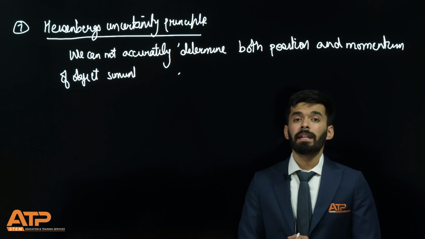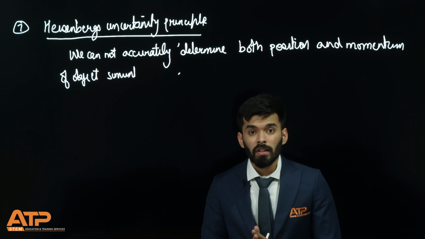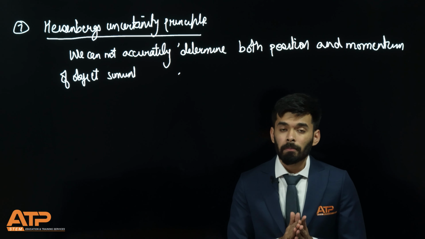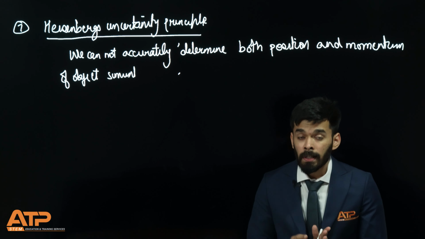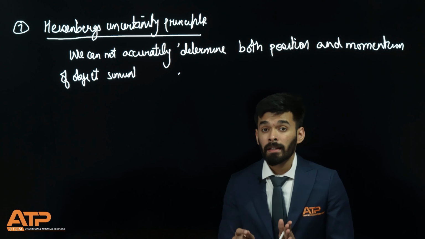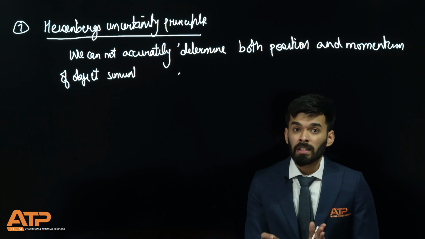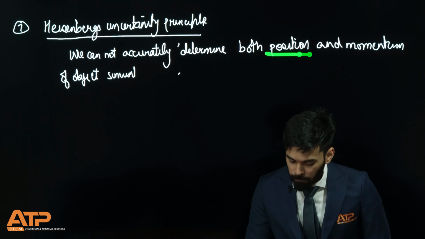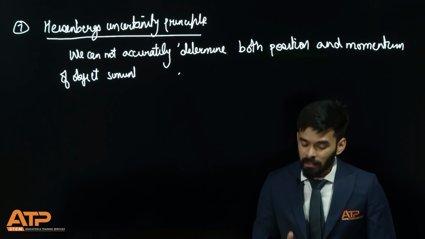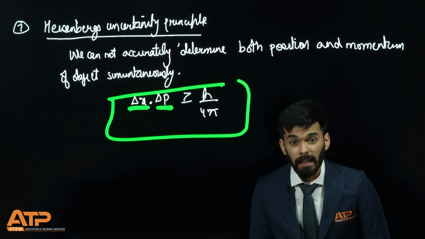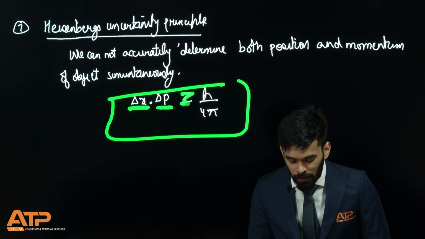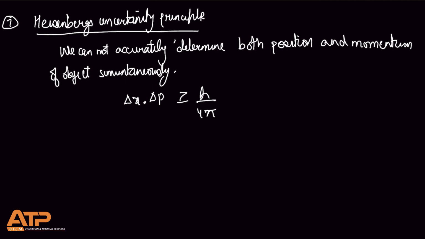Now let's move ahead to Heisenberg's uncertainty principle. So Heisenberg said that it is impossible to simultaneously determine the momentum and position of an object accurately. He even gave a formula for this, and the formula is: uncertainty in position multiplied by uncertainty in momentum is greater than or equal to h upon 4 pi. While solving questions, we will be using equal to get the answers.